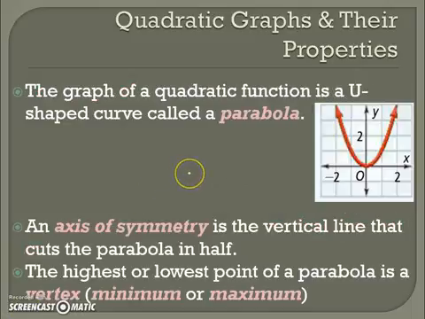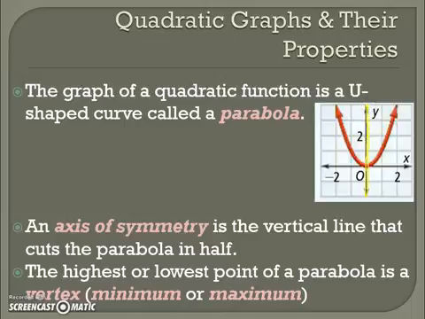More vocab. Quadratic graphs and their properties. Make sure you pause and copy this down as well as draw this picture. The graph of a quadratic function is a U-shaped curve called a parabola. An axis of symmetry is the vertical line that cuts the parabola in half. So on this one right here, it is the y-axis. A parabola can be folded on itself.